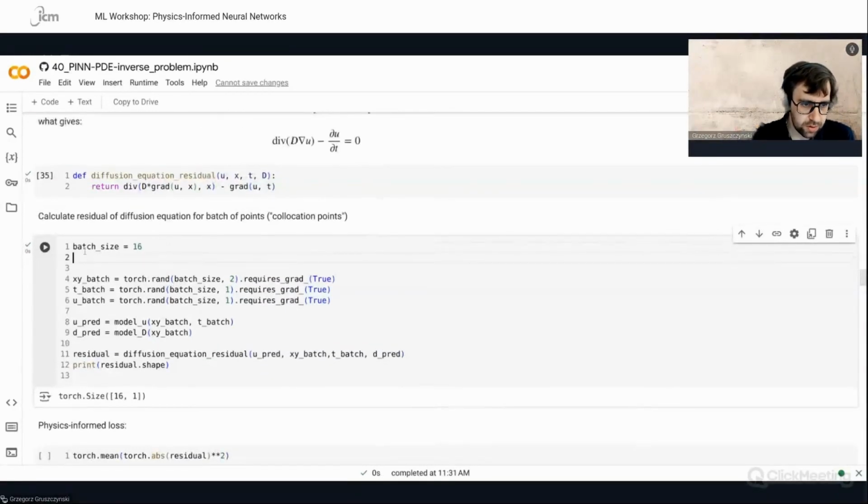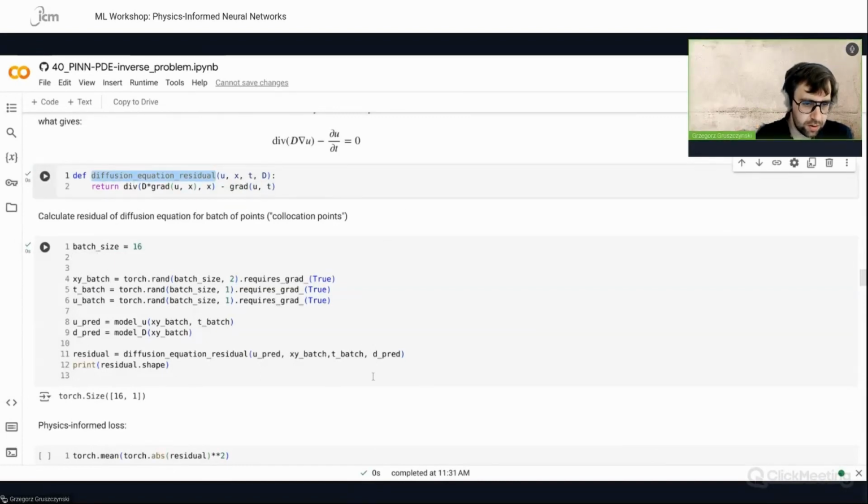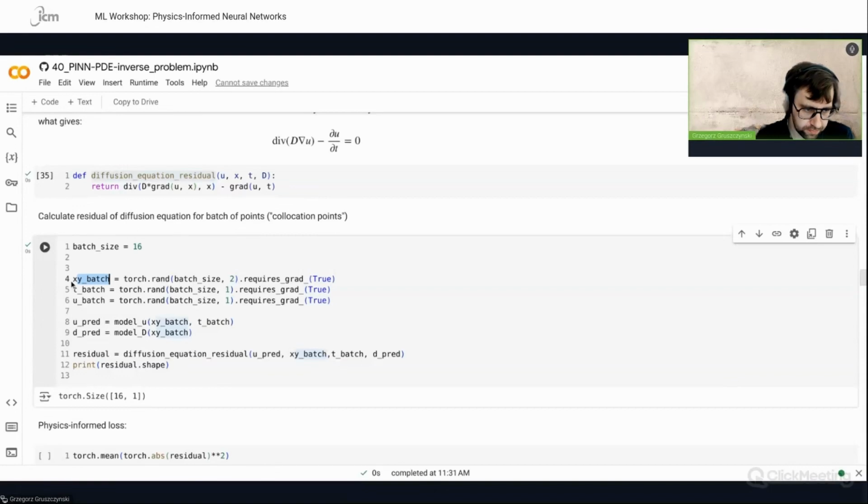Next, we are going to test whether our diffusion equation works as expected. So we create some random spatial points at which we are going to test this equation at some time with some value.